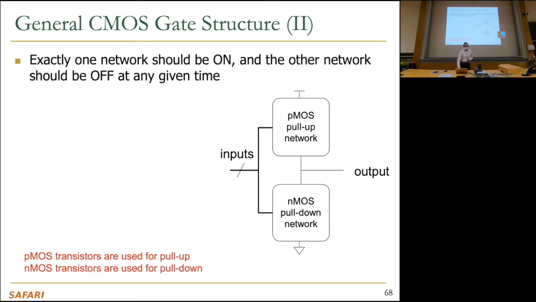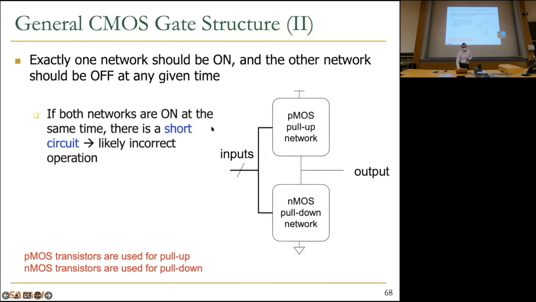Okay, so clearly, for this to work, exactly one network should be on and the other network should be off at a given time. So both cannot be on, meaning both cannot be turned on. Why? Because if both networks are on at the same time, there's a short circuit, right? Meaning 3 volts get connected to the output, 0 volts also get connected to the output. So everything gets connected to the output. So what you have as the result is incorrect operation in the end.